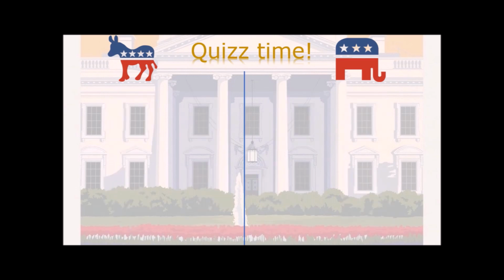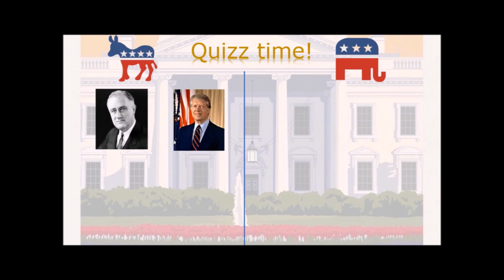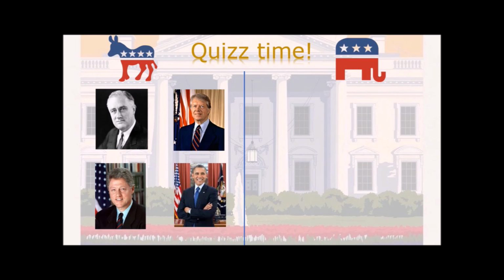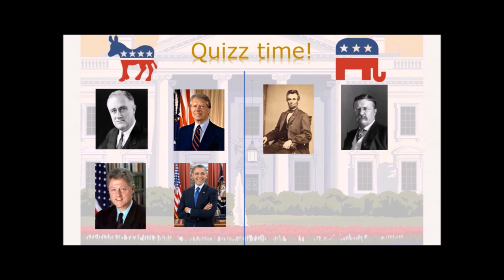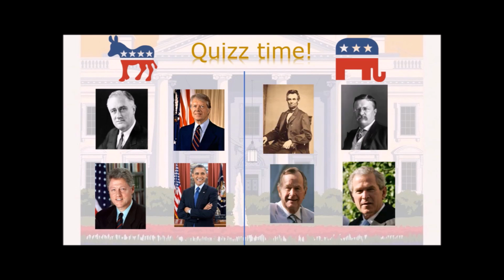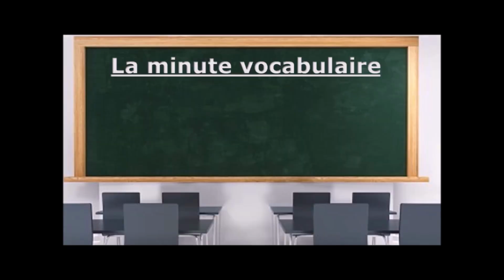Let's see if you got them right. On the left, with the Democrats, Franklin Delano Roosevelt, Jimmy Carter, Bill Clinton, Barack Obama. And on the right, with the Republicans, Abraham Lincoln, Theodore Roosevelt, and George Bush, father and son.